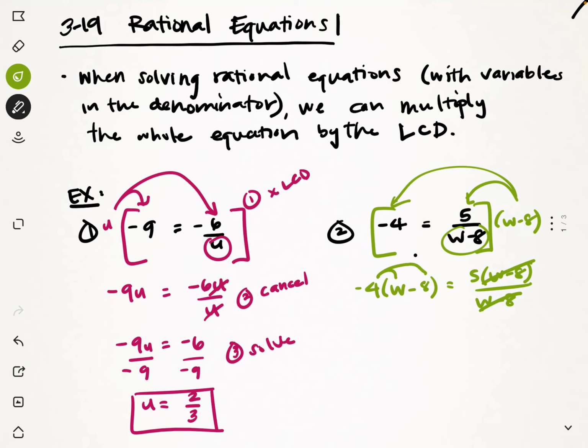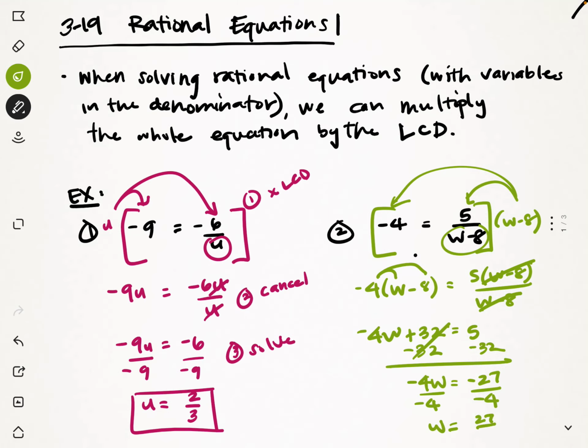And then let's start simplifying this a little bit so we can solve. We're going to distribute here. So negative 4 times w is negative 4w. And then negative 4 times negative 8 is positive 32. And now we're at our algebra portion. So this is a two-step. We're going to subtract our 32. That's going to be negative 27. Then we're going to divide by negative 4. So w equals 27 over 4, and we can't reduce it, so we will leave it as is.